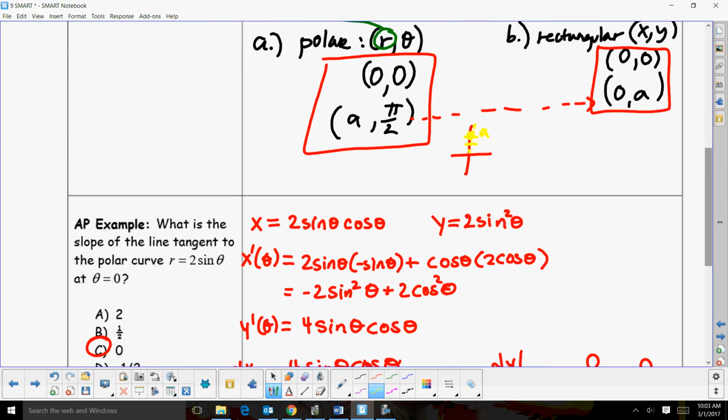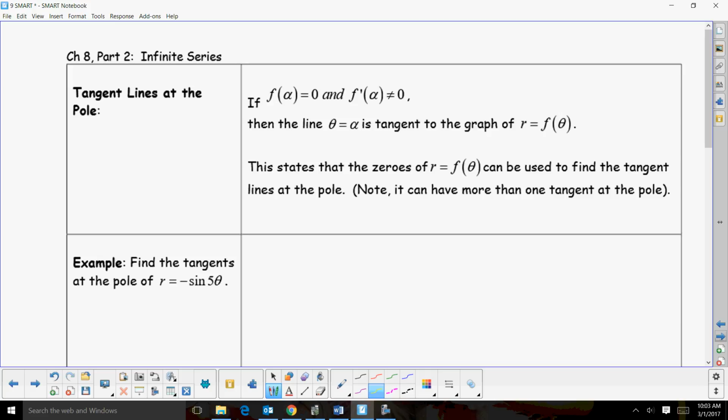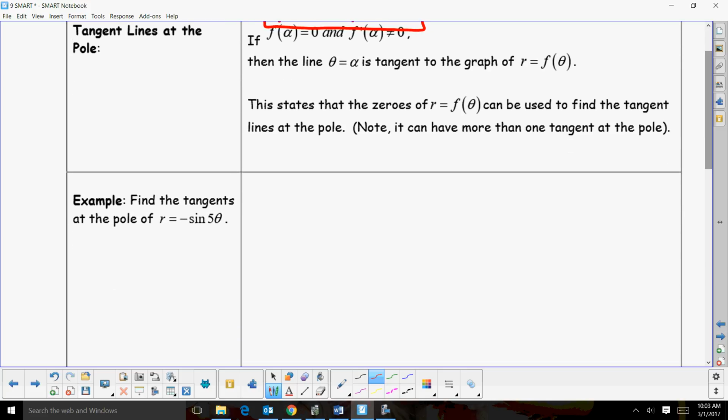So then we have one more thing that we're going to do, and that's tangents at the pole. I know they have f of a equals 0, but really it's where r is 0 and r prime is not 0. This is a tangent at the pole. And I'm going to show you what that means. But first we're going to find them. Tangents at the pole are going to help you to graph. So if I want to find the tangents at the pole of this polar equation, I'm going to say where r equals 0.